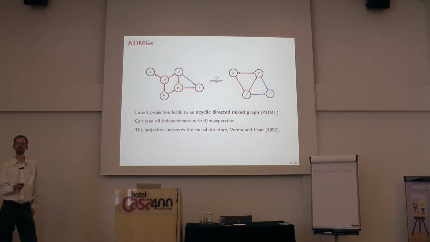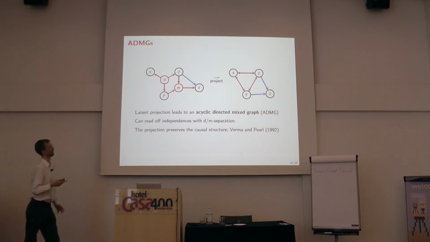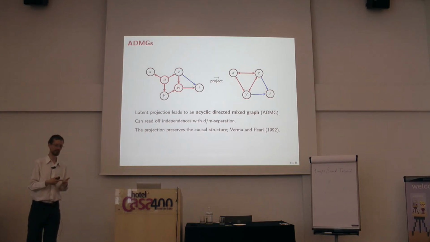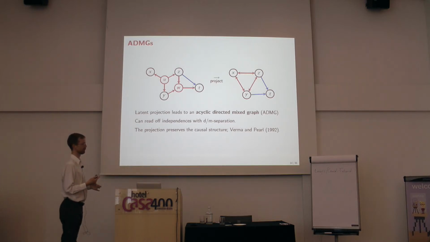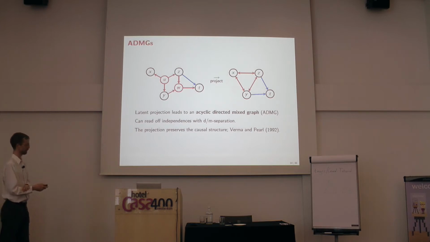Any other questions? So we can read off independencies by using d-separation. The idea is that if I have two arrowheads, that's a collider on a path, and the notion of ancestor and descendant is the same. So d-separation applies directly.